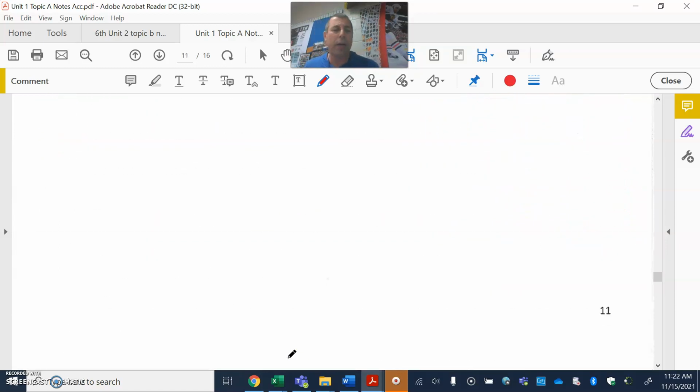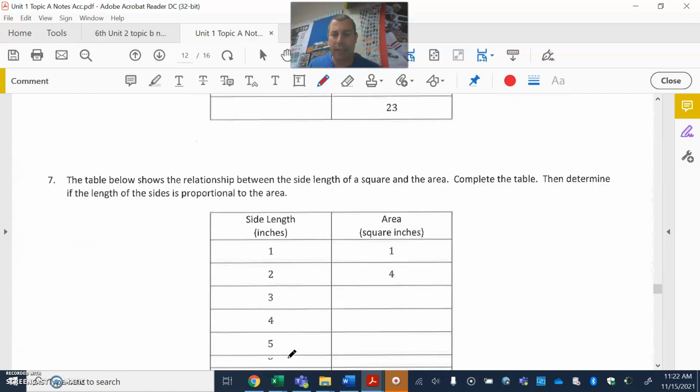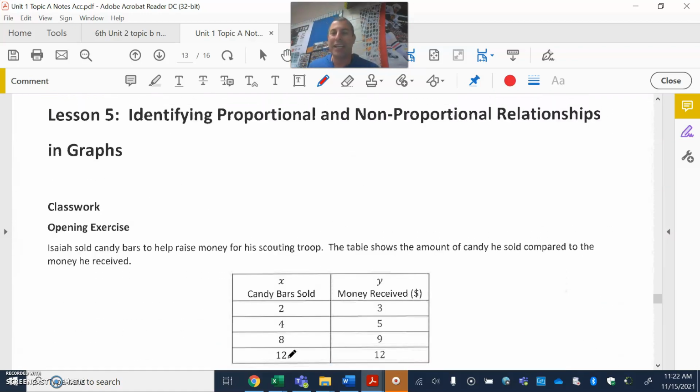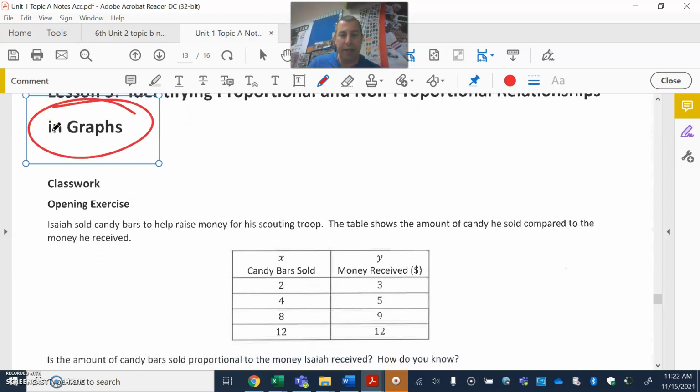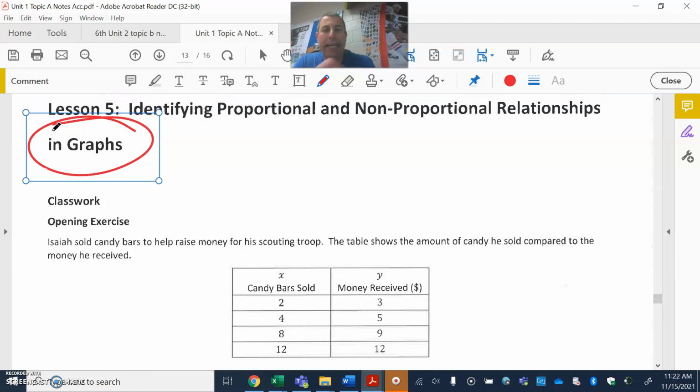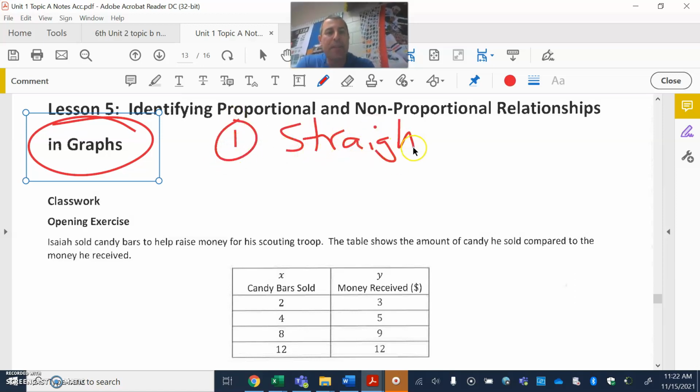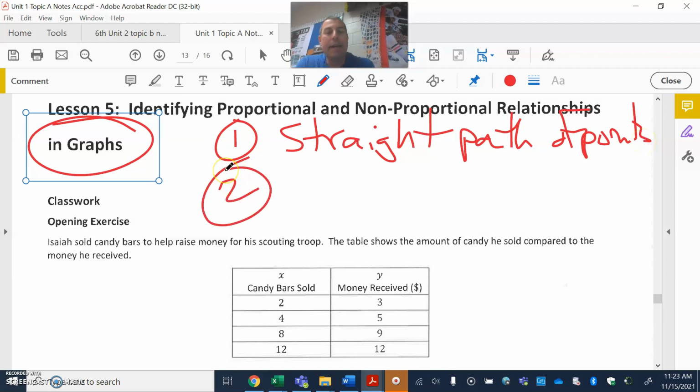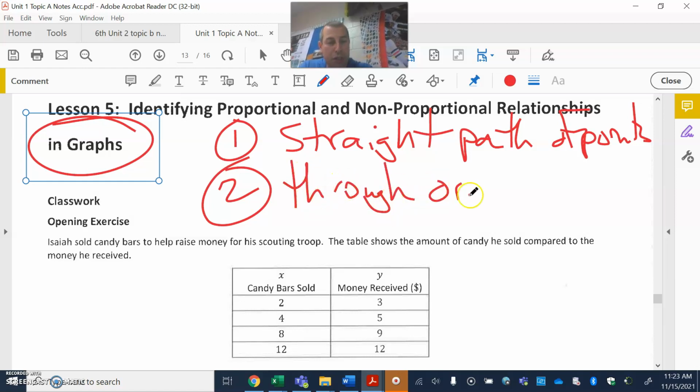So what we really want to get into is lesson 5 here. This is where we're going to see something a little bit newer, because now we're focusing on graphs. And we're going to see something very consistent. It is proportional in graphs if there are 2 requirements. One is we need to have a straight path of points. And the second thing is that the graph needs to go through the origin.